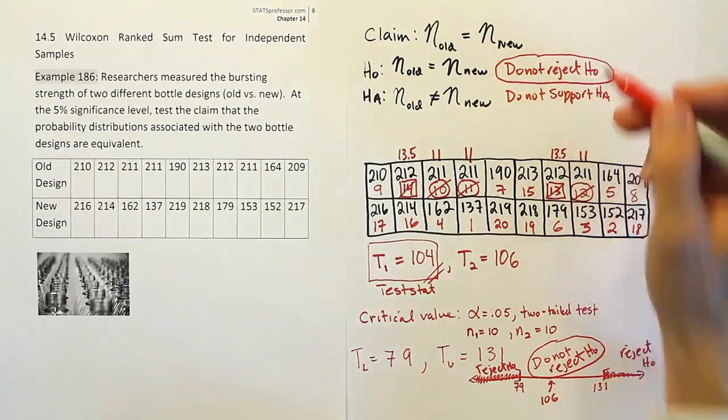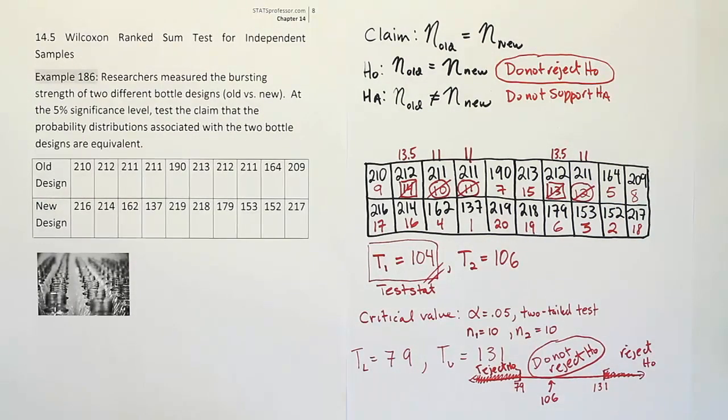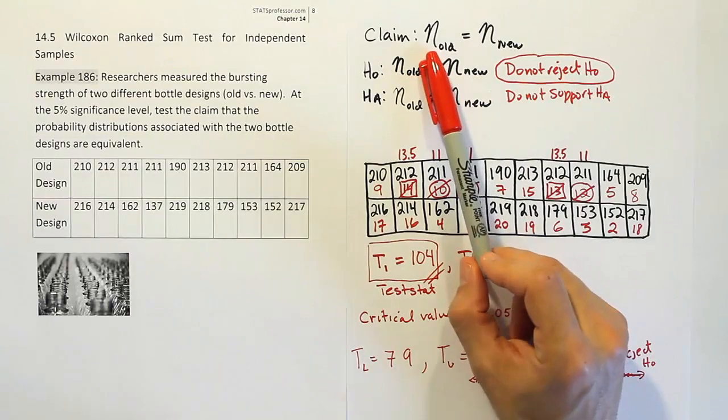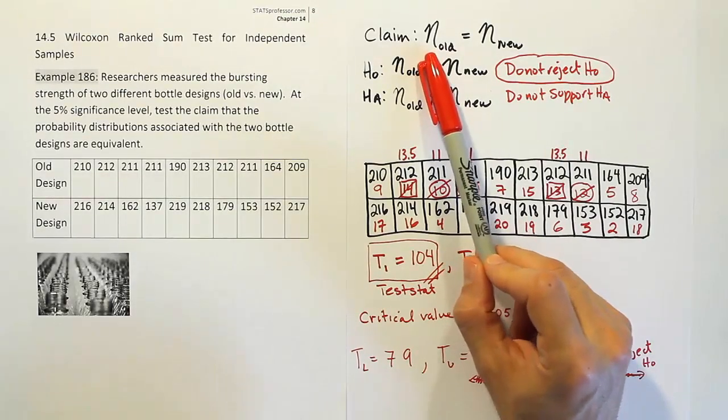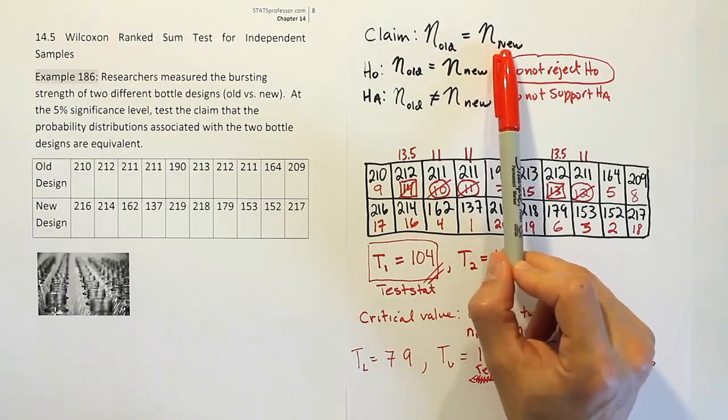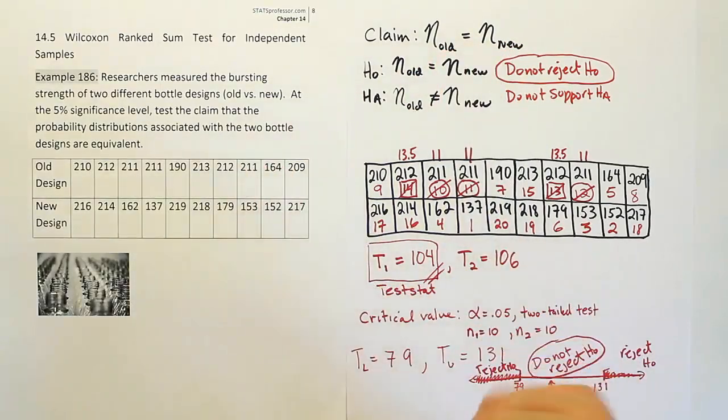So we want to word our conclusion where we say essentially, the sample data does not allow us to reject the claim that the bursting strengths for the old bottle design and the bursting strength for the new bottle design have equivalent medians or have equivalent probability distributions. So that's basically the idea of the problem.